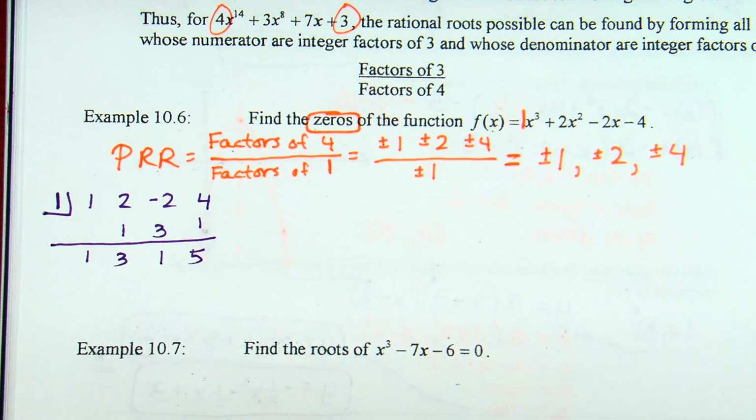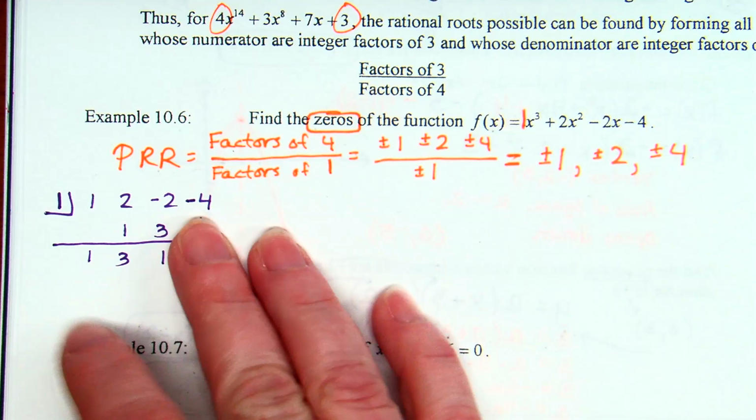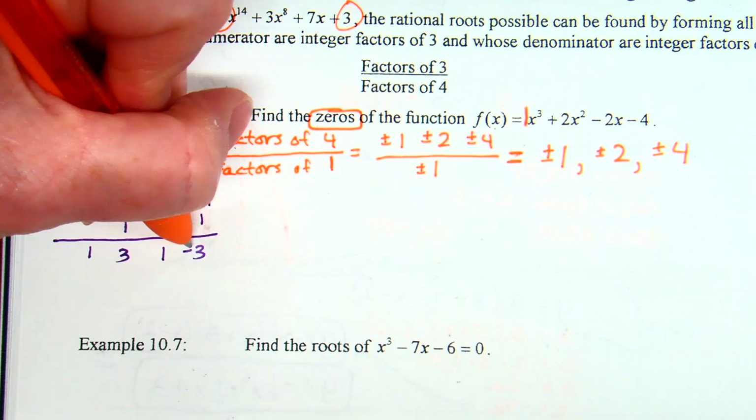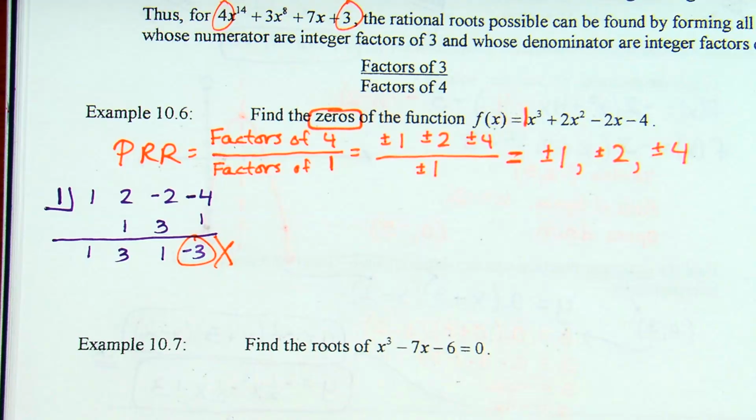Oh my gosh, what did I do? Okay. Sorry. So on that top row should be 1, 2, negative 2, and negative 4. If I said that wrong out loud, then you might be goofed up. So when I do my synthetic division, I just got a remainder of negative 3. Is that what you guys got? Sorry, I made a mistake the first time through. So what do we know about that one? It's not that one. Okay?